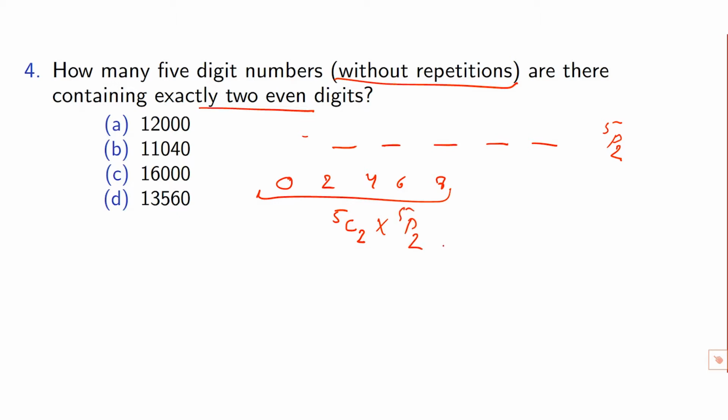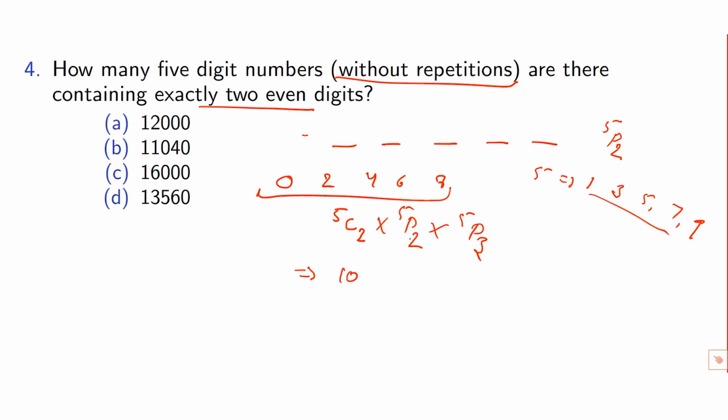Now the remaining 3 places will be occupied by the odd digits, and we have 5 odd digits, namely 1, 3, 5, 7 and 9, and the 3 places will be occupied by these digits, which will be equal to 5P3. By solving it, we get 5C2 is equal to 10, 5P2 is equal to 20 and 5P3 is equal to 60. So this will be equal to 12,000.